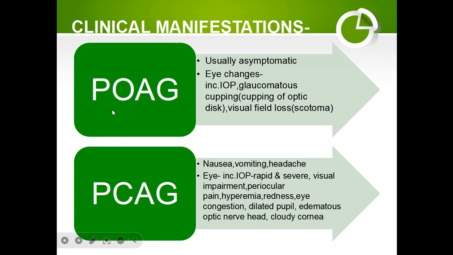So what are the clinical manifestations of glaucoma? Primary open angle glaucoma is usually asymptomatic, that is, there are no symptoms observed. But we can observe changes in the eye. What are those changes? Increased intraocular pressure, glaucomatous cupping of the optic disc, and visual field loss, which is scotoma.